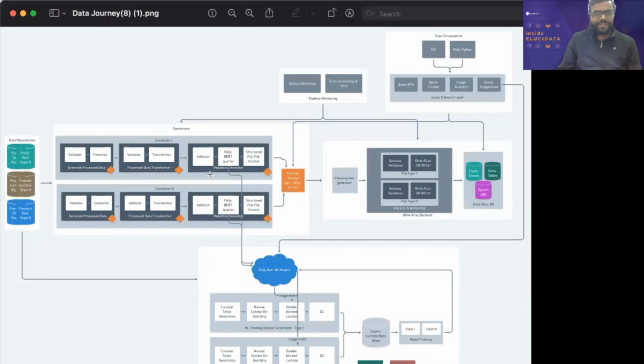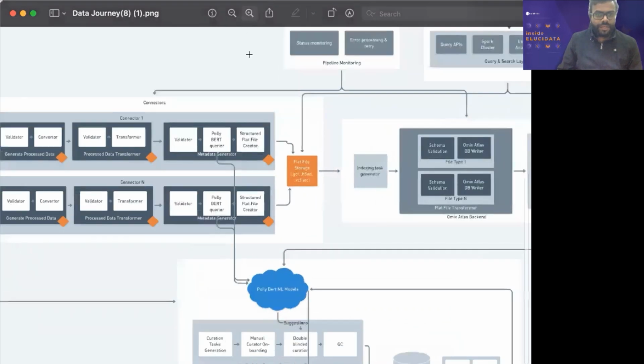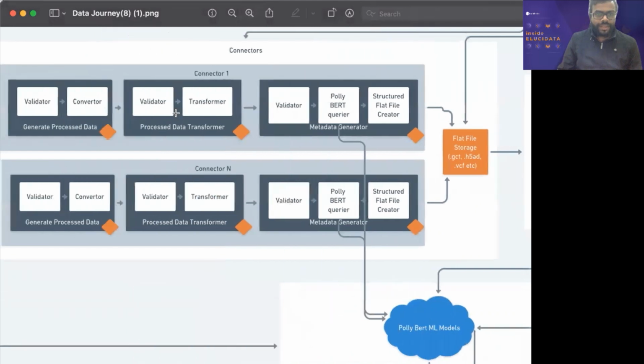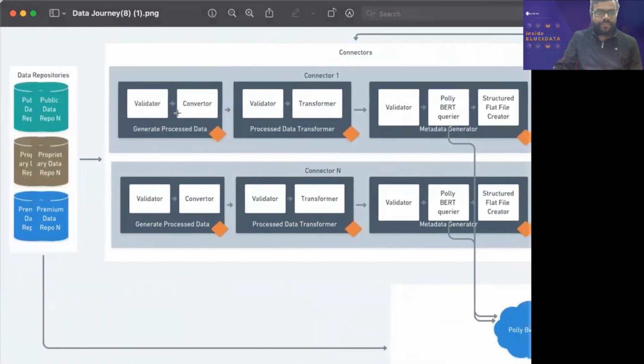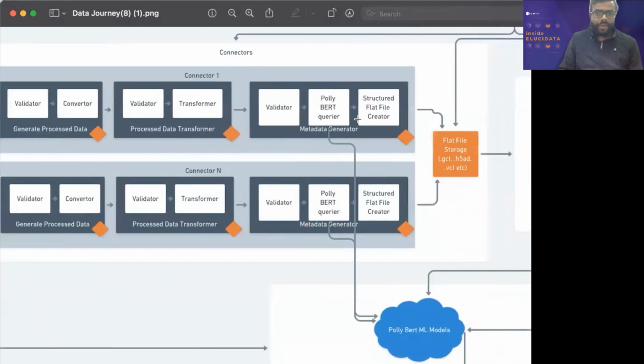This is a structure that we developed in-house, a kind of data infrastructure. There are three very important key parts of this infrastructure. One is the connectors themselves. What these connectors do is get the data from different repositories, validate the data, convert it into specific, unified formats, and curate it using NLP models and sometimes also image-based models. We create a structured flat file, and that flat file gets stored into a storage.